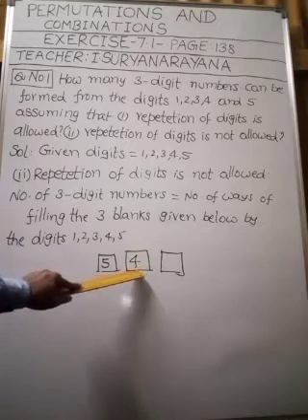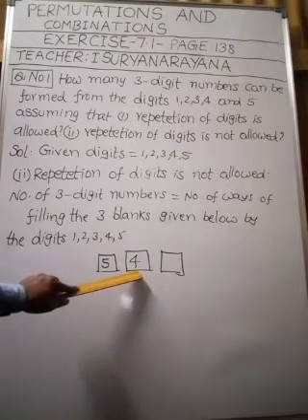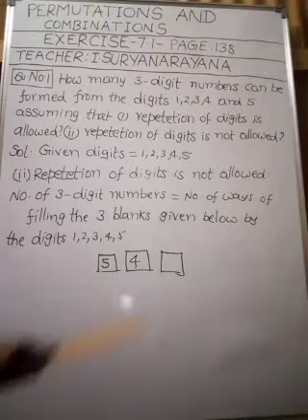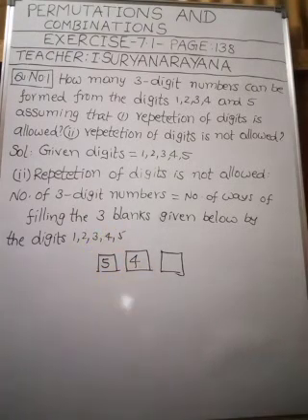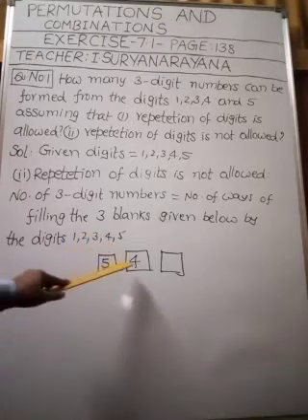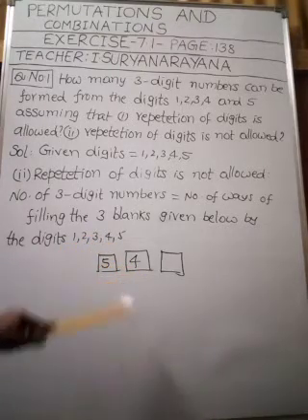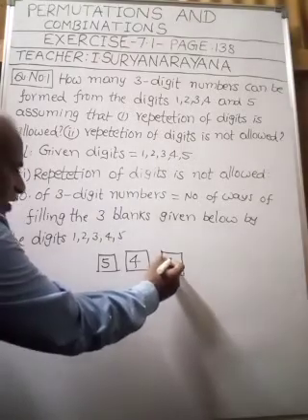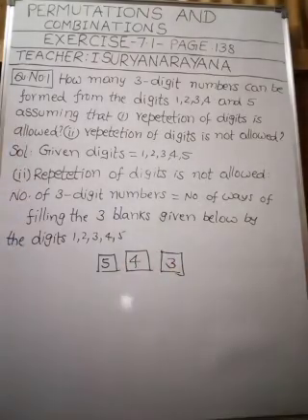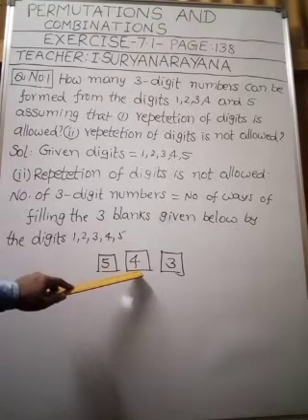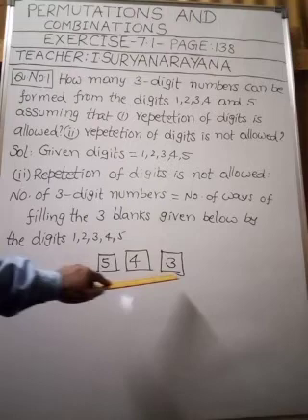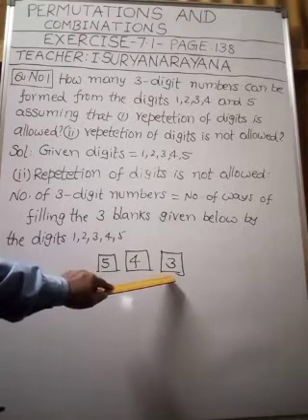After filling the hundreds and tens places, how many digits will be there in our hand? 2 digits are already filled. Only 3 digits will be left. Two digits are over, filled in these two blanks. 3 digits are left. So we can fill the units place by the remaining 3 digits in 3 ways. Isn't it, my children? Right. So the first event can be done in 5 ways, the second event in 4 ways, and the third event in 3 ways.